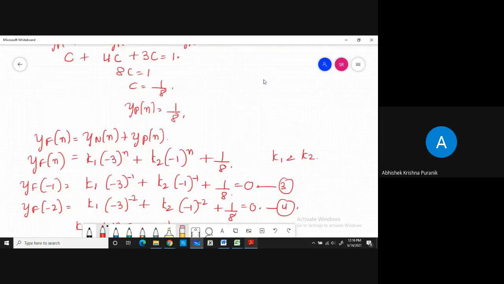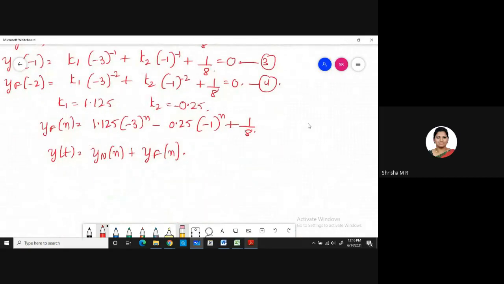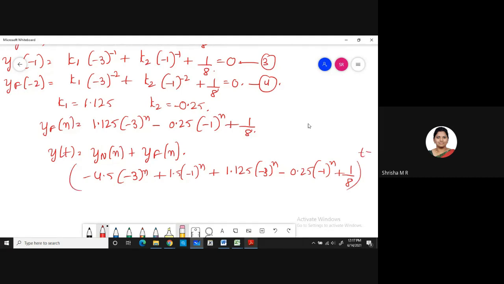Yes, ma'am. So put that in place of the natural response, that is minus 4.5 into minus 3 to the power of n plus 1.5 into minus 1 to the power of n plus 1.125 into minus 3 to the power of n minus 0.25 into minus 1 to the power of n plus 1 by 8. This is for n greater than or equal to 0. Okay, if you want, you can write it here also, or you can multiply it with u of n.